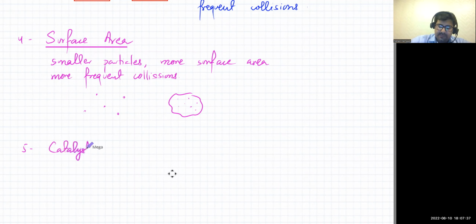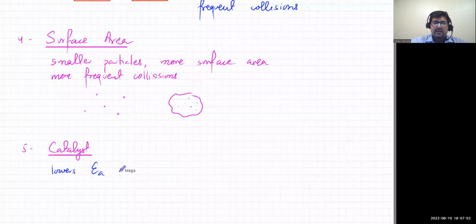So what does a catalyst do? It lowers the activation energy, which basically means that you were having, let's say 100. Bilal, that's right. A catalyst only increases the effectiveness. It does not increase the number of collisions.